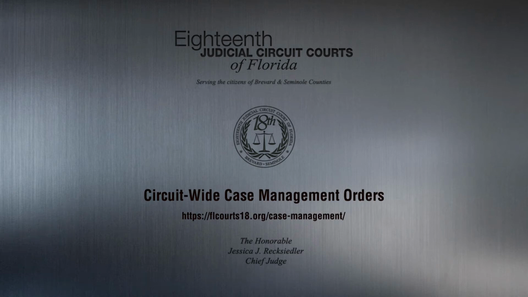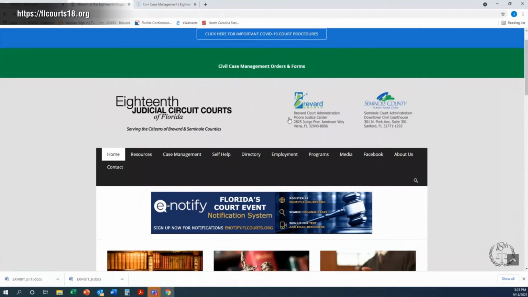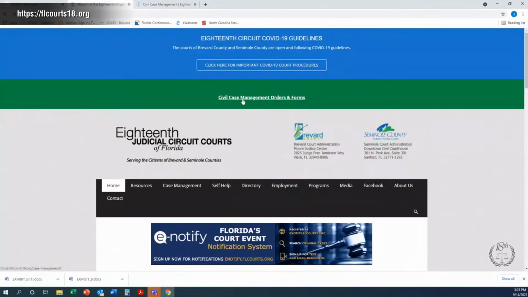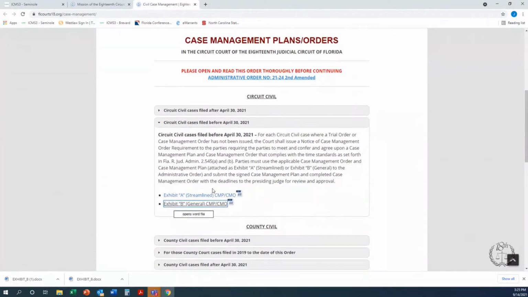The circuit-wide case management orders can be found on the website. If you go onto the website for the 18th Judicial Circuit, it will be right there at the top, where you have the civil case management orders and forms for you to be able to locate them. Then you can click on that tab and go to the next page where you get the orders.